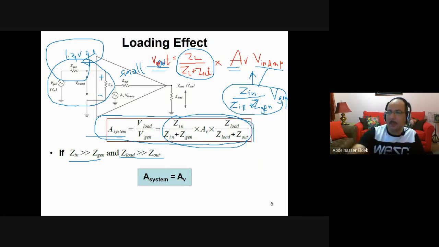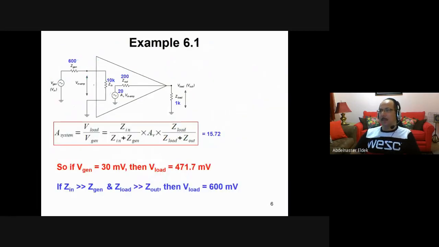But if it is not, then A system will be less than AV because of the loading effects. So let us calculate an example here. AV equals 20, Z out is 200, Zn is 10K, Z generator is 600, Z load is 1K. If I want to calculate A system and compare it with AV, let's see if it is close to 20 or not. So it will be V load divided by V generator, so we substitute in the previous equation. Zn is 10K.